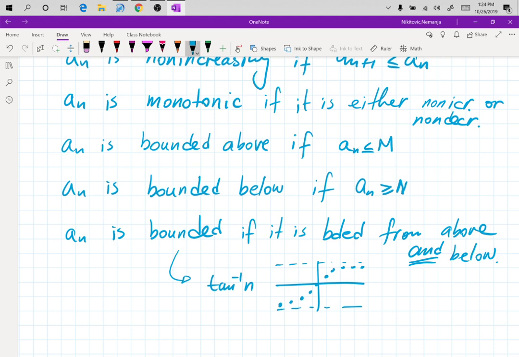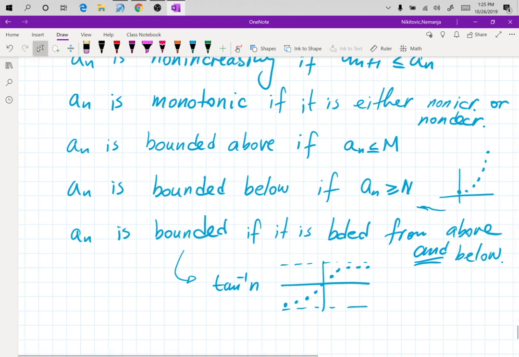Bounded below, a great example would be e to the n, right? So it goes like this, it's bounded below and it shoots up. And you can come up with examples. There are a whole bunch of examples that you can worry about.